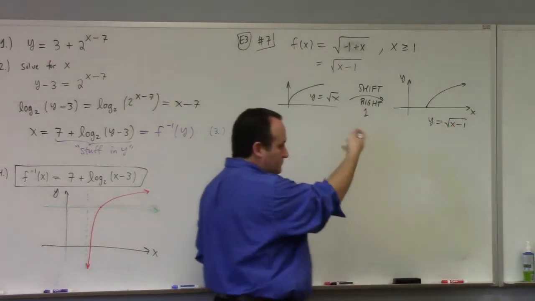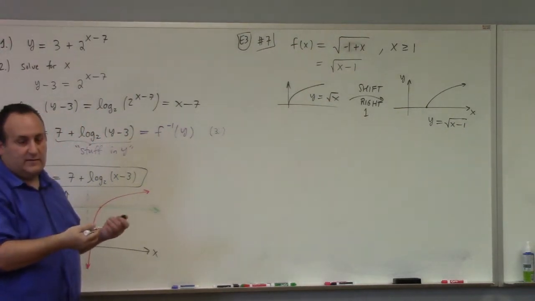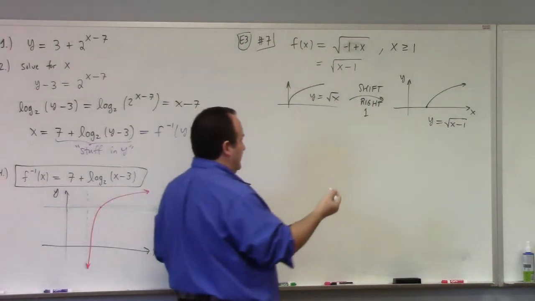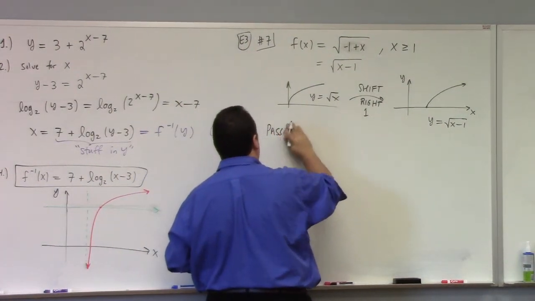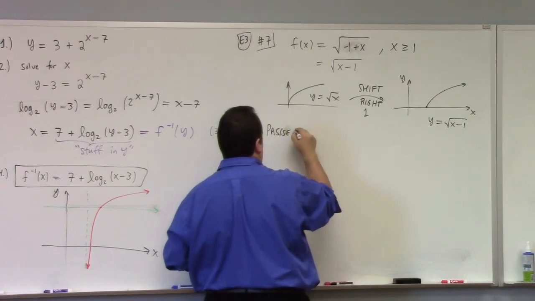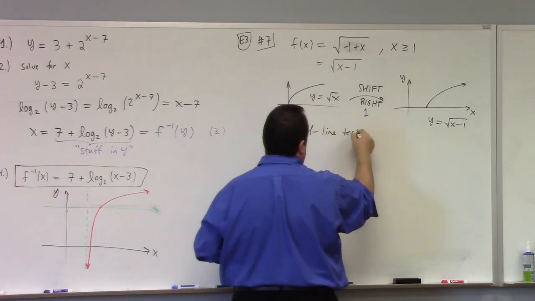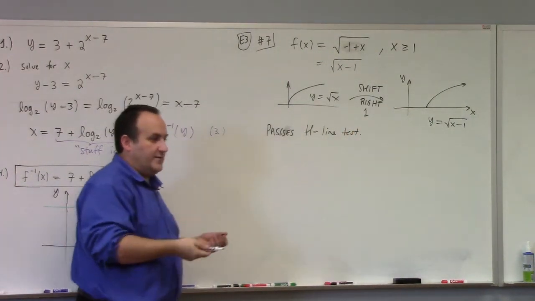So if we look at this, any horizontal line cuts through the graph at just one point. It passes the horizontal line test. Now we need to find the formula for the inverse, so let's go through our 4-step program.